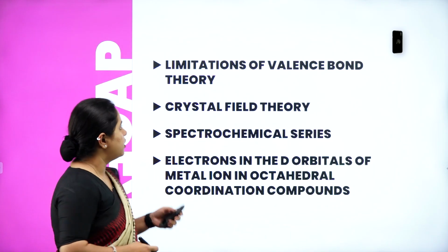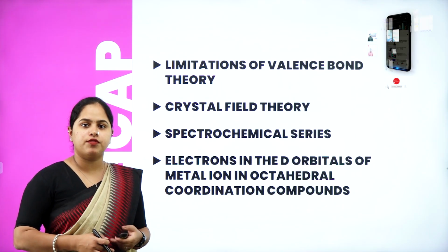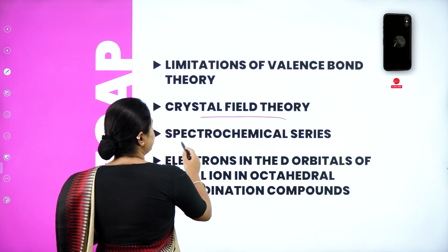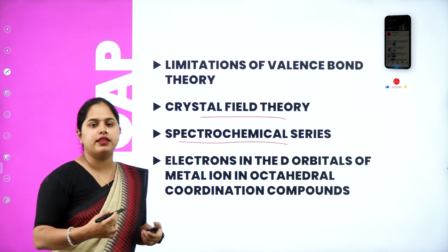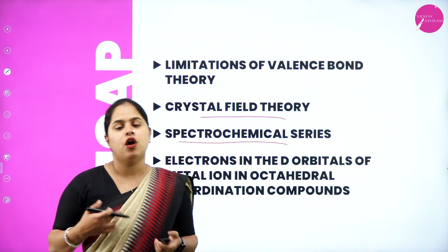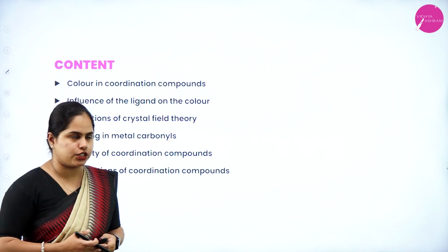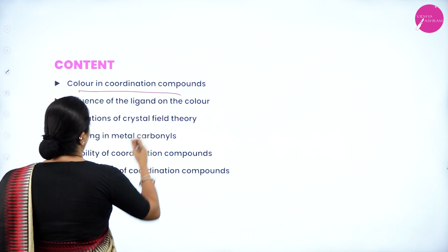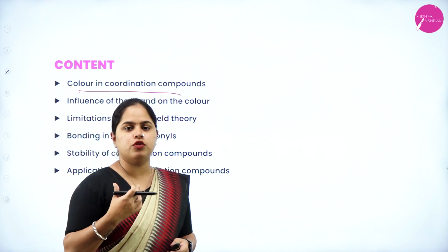In the last session, we discussed the limitations of valence bond theory, and then we moved on with the next and last theory, that was crystal field theory, right? Then we studied what a spectrochemical series is, as well as how the electrons are filled in the various d orbitals according to whether it is an octahedral complex or a tetrahedral complex, right? So all this we discussed in the last session. In today's session, we are going to study the color in coordination compounds. In the last session also I discussed color, right? Coordination compounds will show colors.